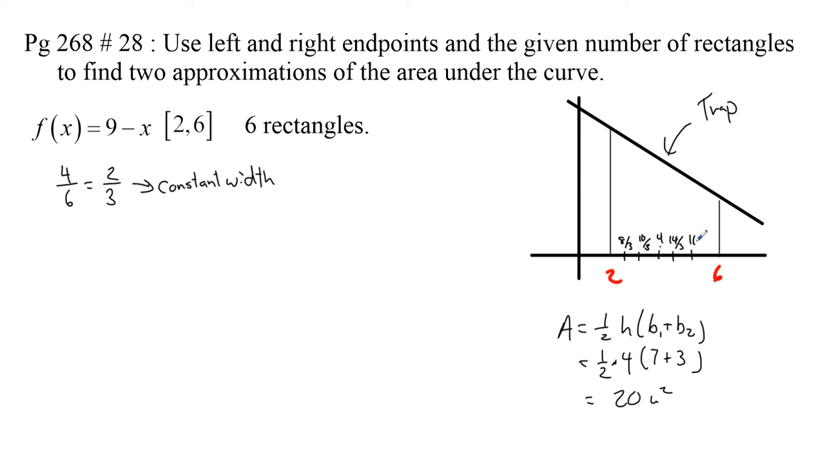Then we'd have 16/3, and then 18/3 is 6. Okay. Now all of these have a constant width of, let's see here, it'll be 2/3.